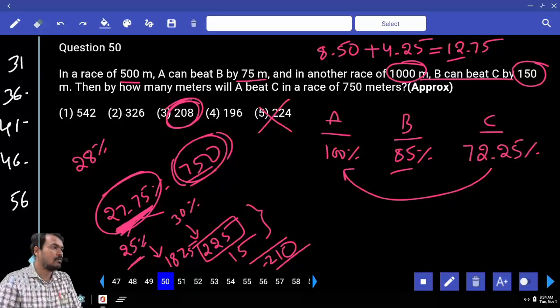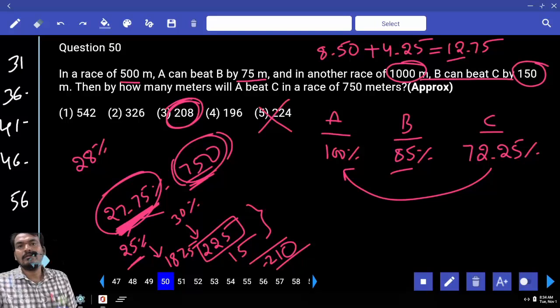We required which one? 27.75% of which value? 750.